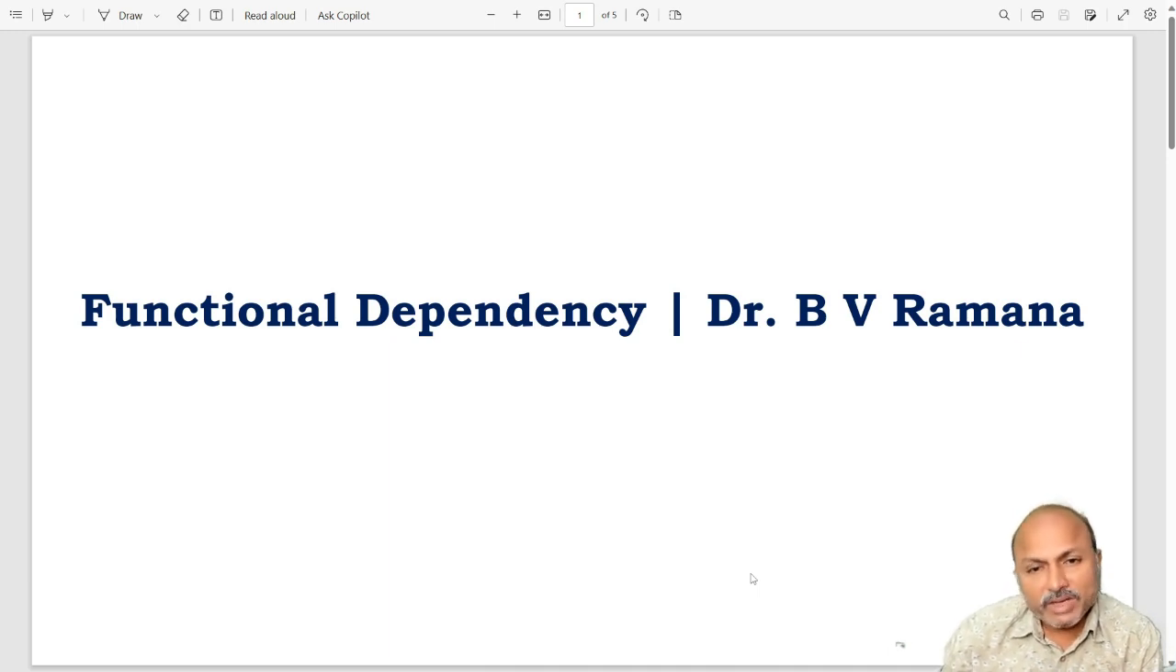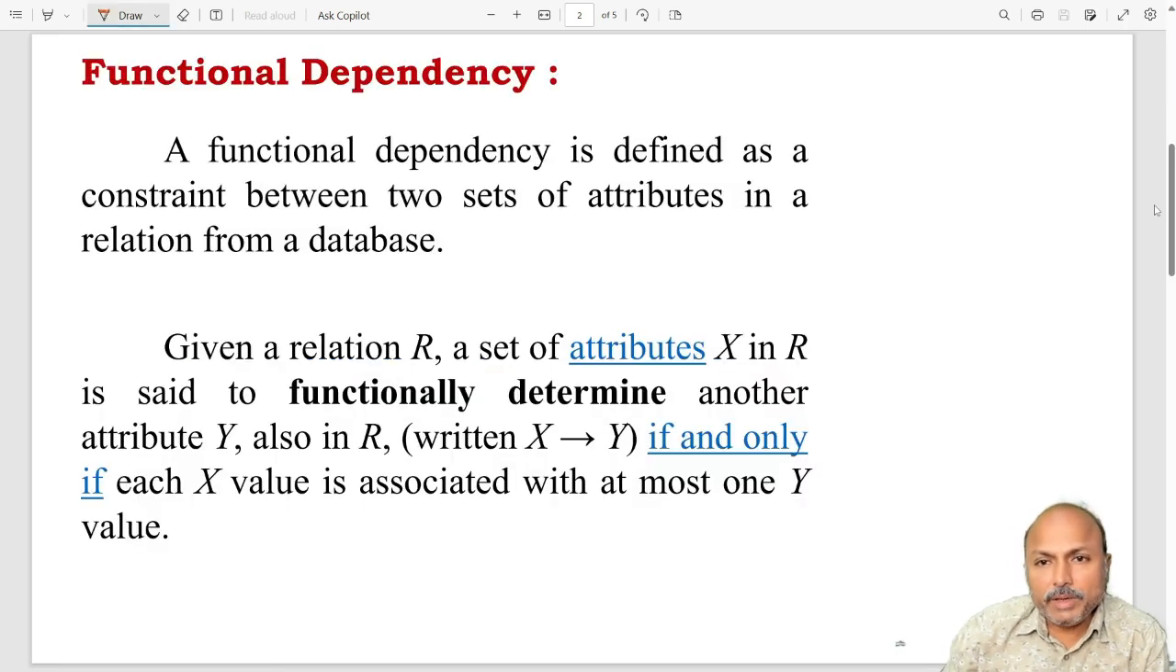Good evening to all. In this video, we will discuss what is meant by functional dependency and what is the importance of this in understanding normal forms. Functional dependency is defined as a constraint between two sets of attributes in a relation.